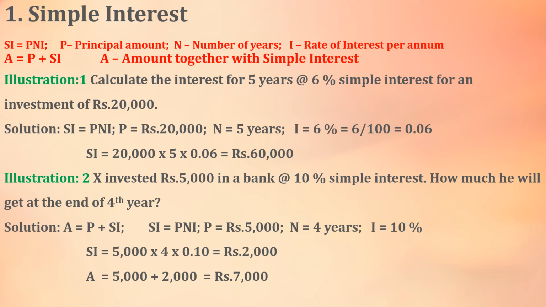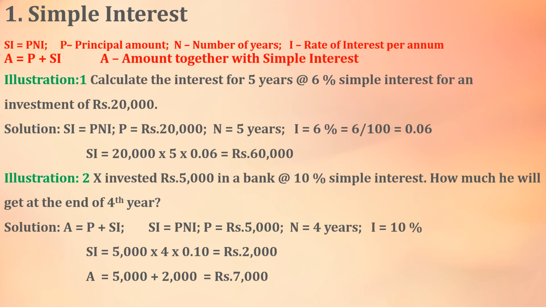Illustration 1. Calculate the interest for 5 years at 6% simple interest for an investment of 20,000 rupees. Solution. SI equals PNI, P equals 20,000 rupees, N equals 5 years, I equals 6% equals 6/100 equals 0.06. SI equals 20,000 x 5 x 0.06 equals 6,000 rupees.